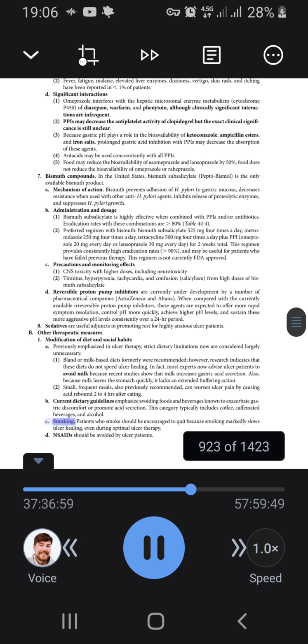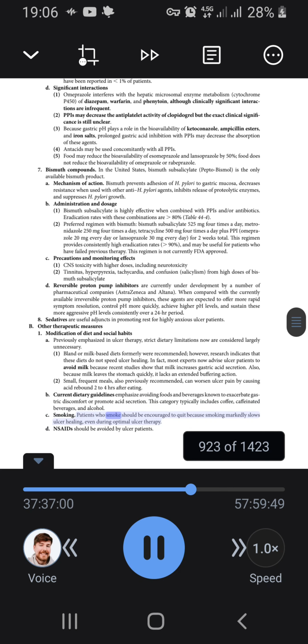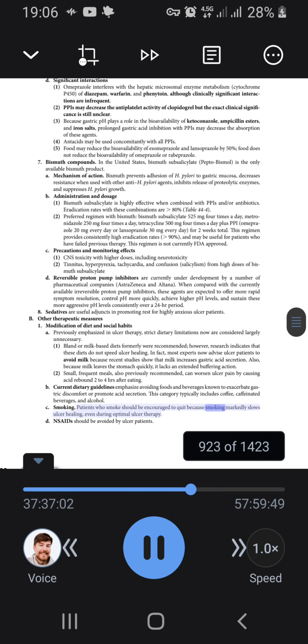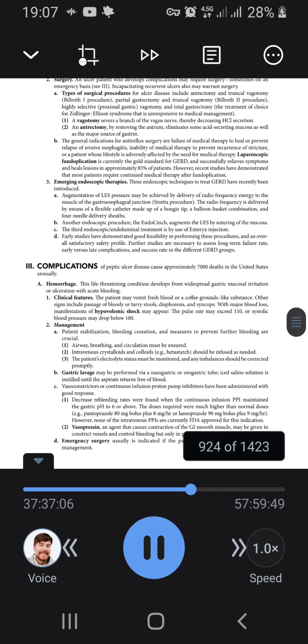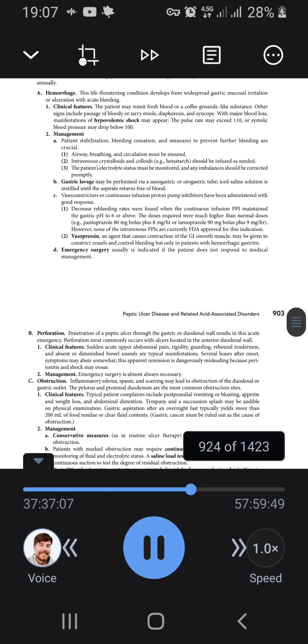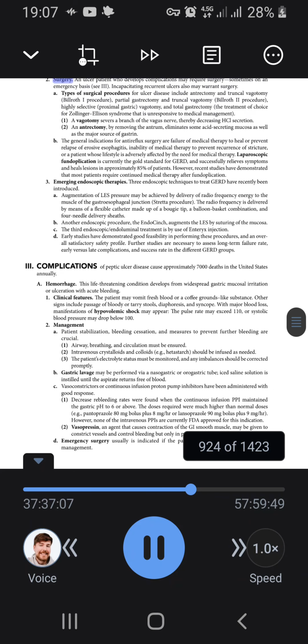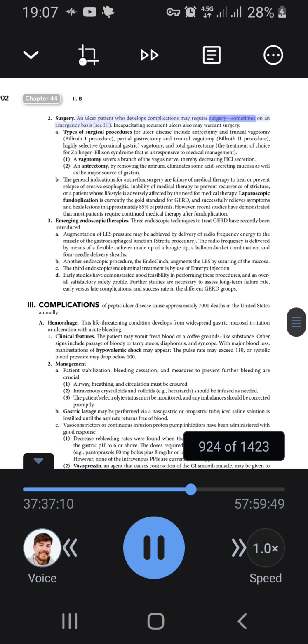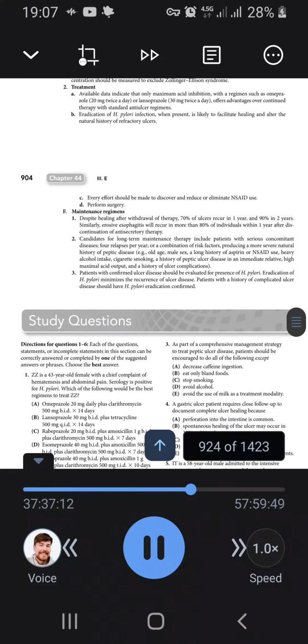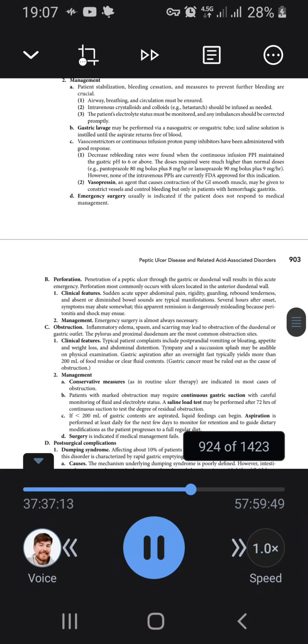C. Smoking. Patients who smoke should be encouraged to quit because smoking markedly slows ulcer healing, even during optimal ulcer therapy. D. NSAIDs should be avoided by ulcer patients. 2. Surgery. An ulcer patient who develops complications may require surgery, sometimes on an emergency basis. Incapacitating recurrent ulcers also may warrant surgery.